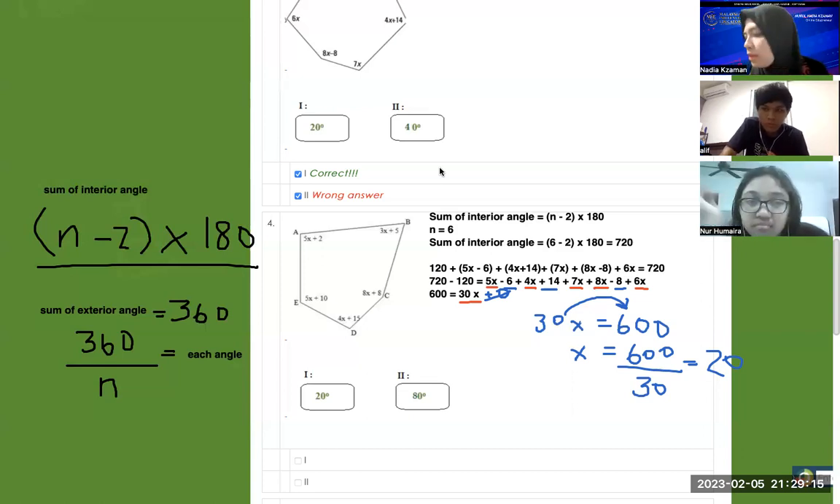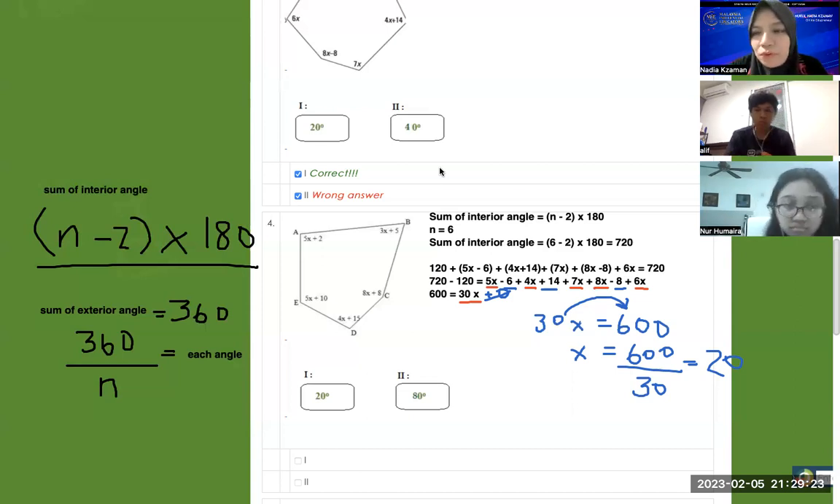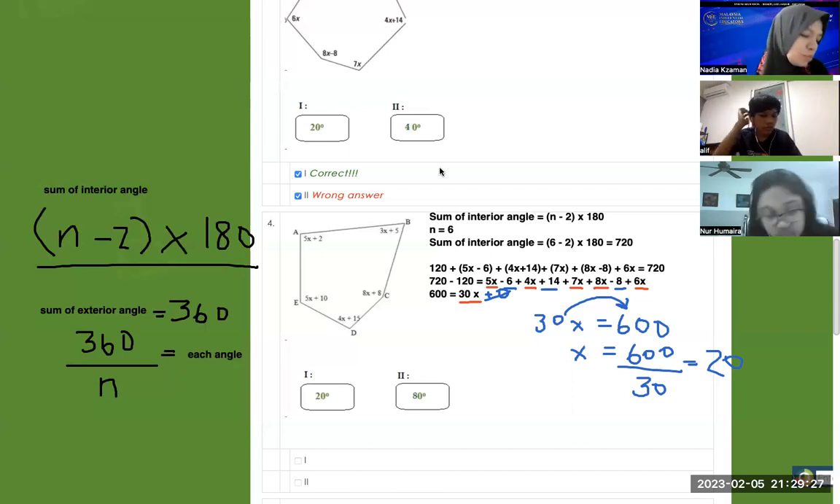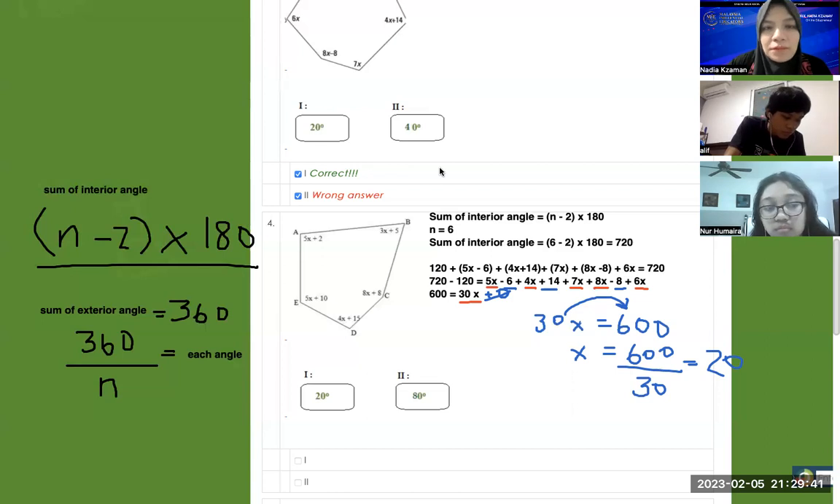What is the sum of interior angle that you get? So what is the n for question number 4? 5. 5 minus 2, 3, times 180, 540. So you get it right for the sum of interior angle. That's good. The first part, you get it right.